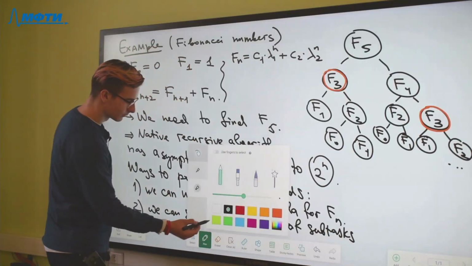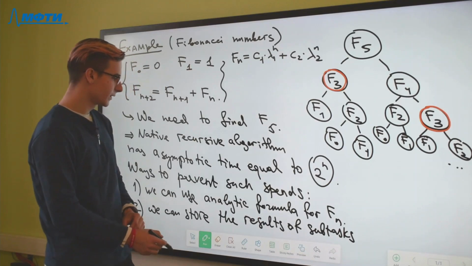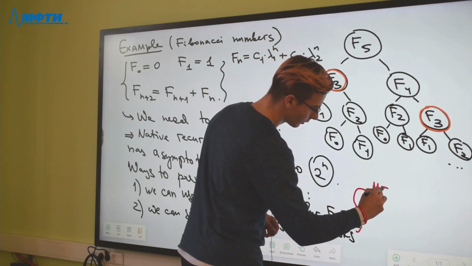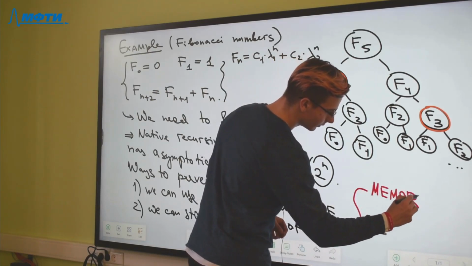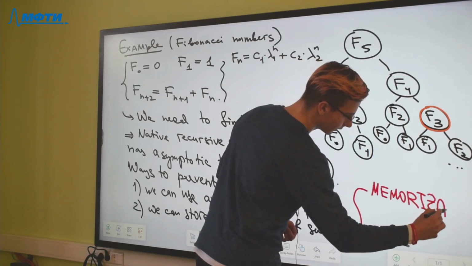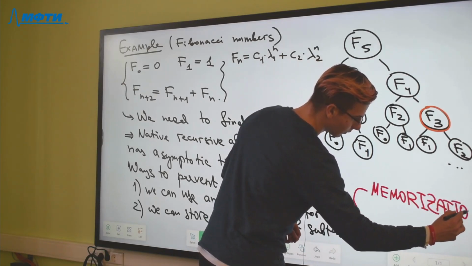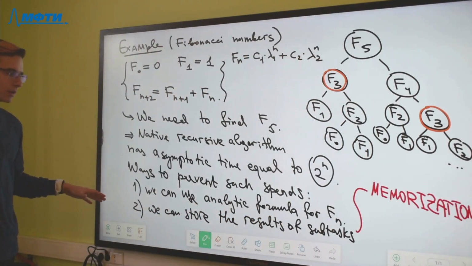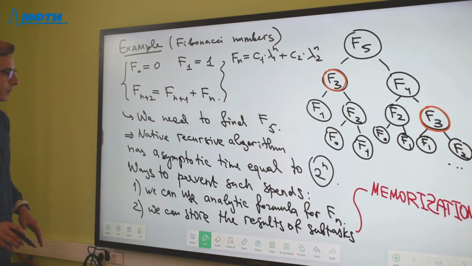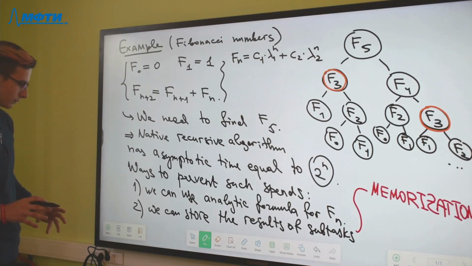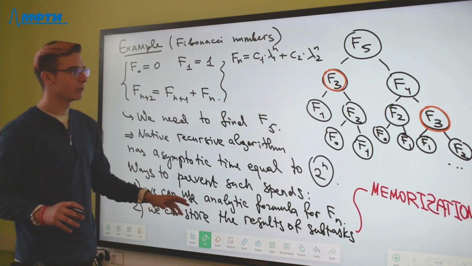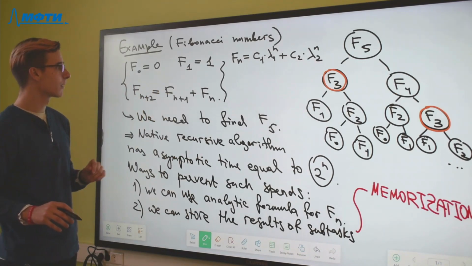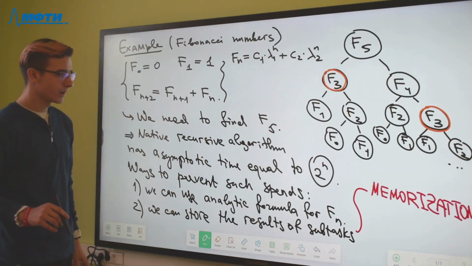And this way of storing the results of subtasks is named memoization. Because we can use memory to decrease the number of subtasks that we need to solve in the solution of our common task. Okay.